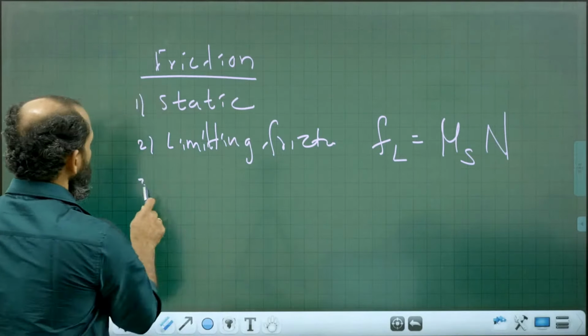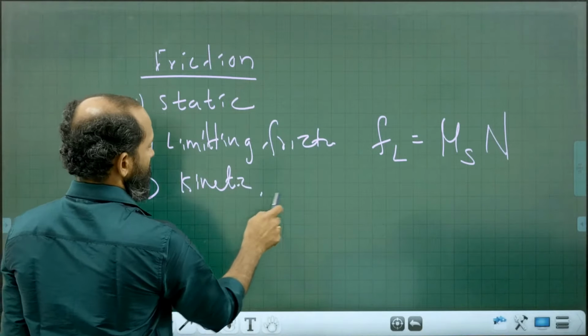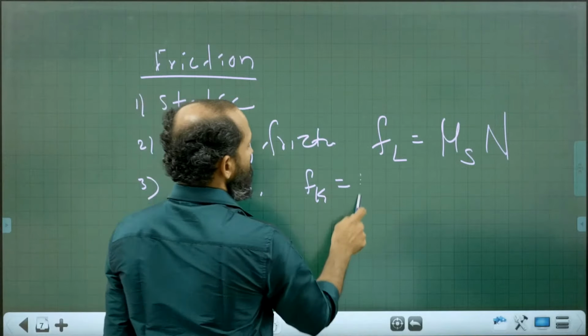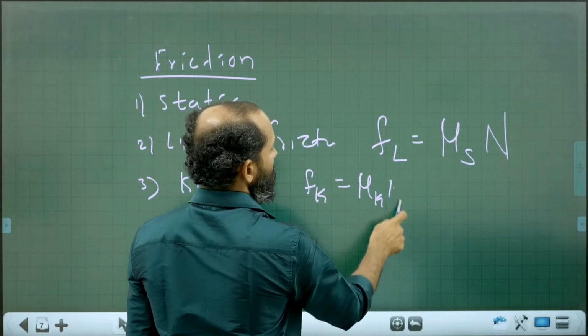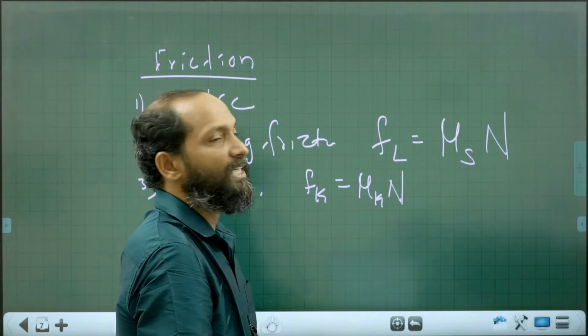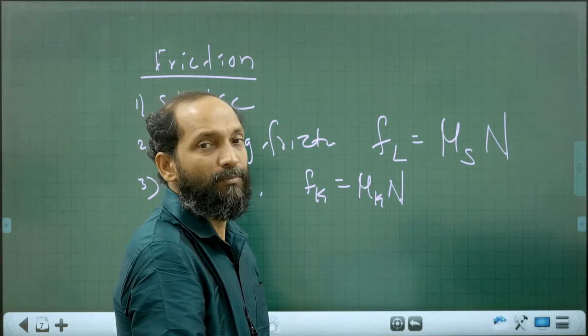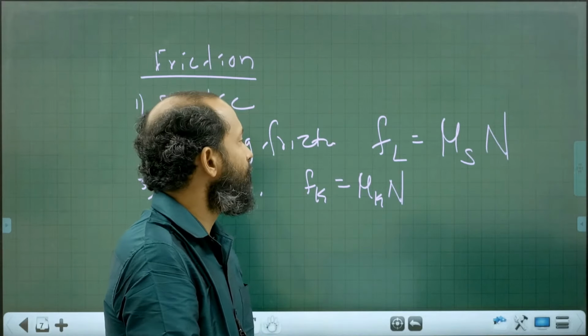The third one is kinetic friction. Kinetic or dynamic friction. Kinetic friction is also measured as the product of a coefficient and normal force. Kinetic friction is independent of velocity. It does not depend on velocity. Once the body moves, then the friction involved is called kinetic friction.